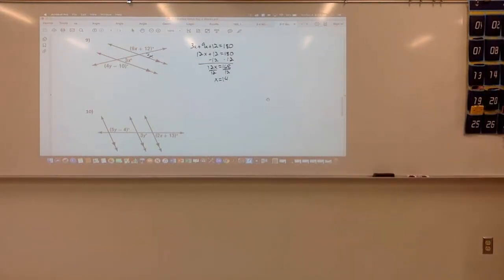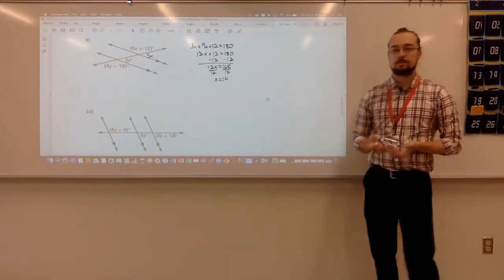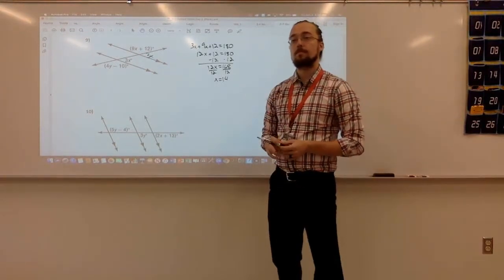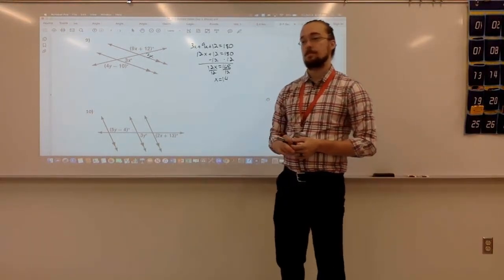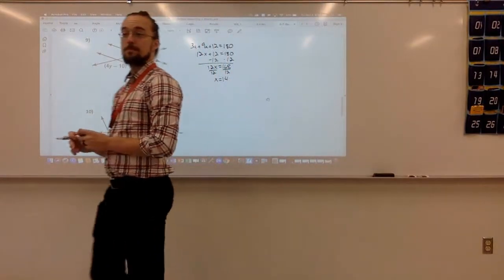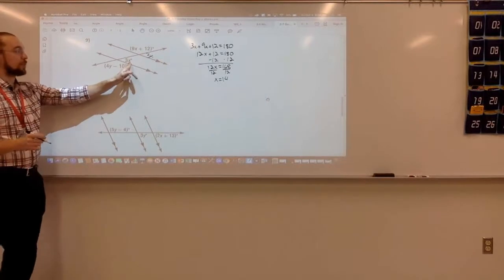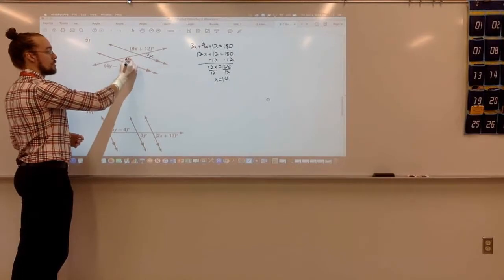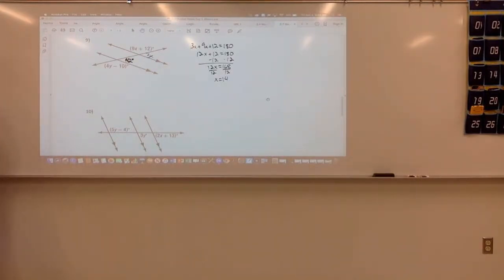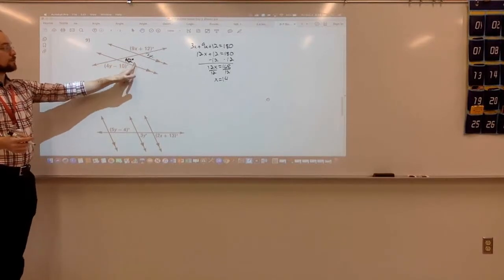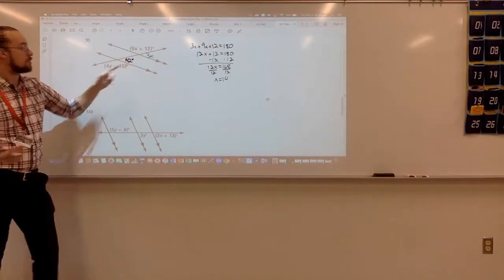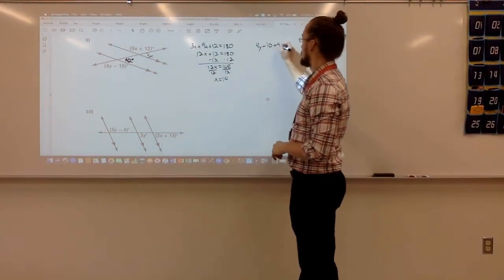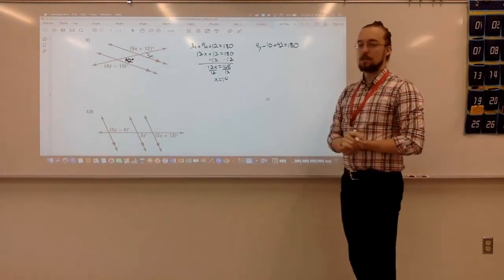Well, now, how would I solve for y? 3x is 42. Right? So if I plug 14 in here, 3 times 14 would be 42. So I can just say this angle is 42 degrees now. And now these 2 angles form a linear pair, so they would add to 180. So we can say 4y minus 10 plus 42 equals 180.